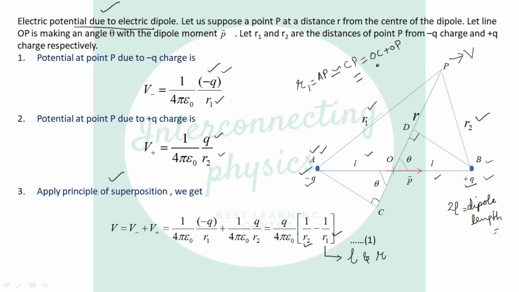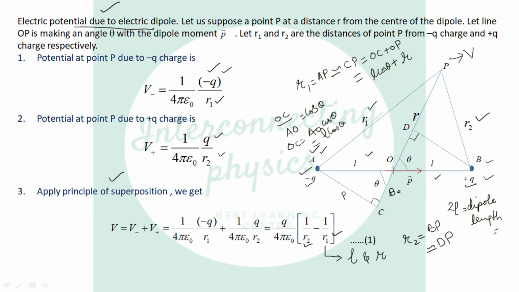So what is OC? From right angle triangle AOC, OC divided by AO is cos theta. Why cos theta? Because this is theta and in front of theta is the perpendicular, so this is the base. So base over hypotenuse: OC divided by AO is cos theta. What is OC? It is AO cos theta. What is AO? It is L. So OC is L cos theta. So what is the value? L cos theta plus what is OP? r. Similarly for r2, r2 is BP, which is approximately equal to DP.